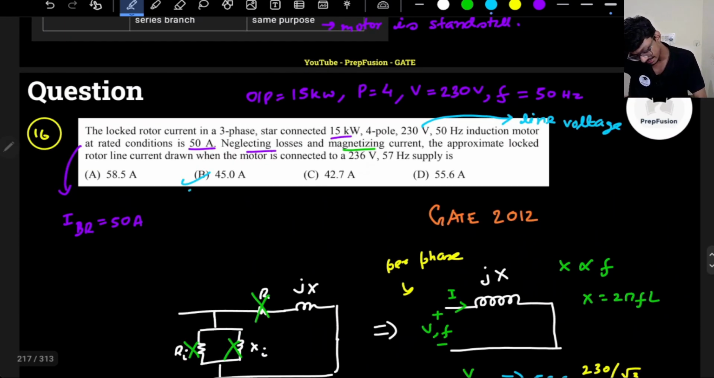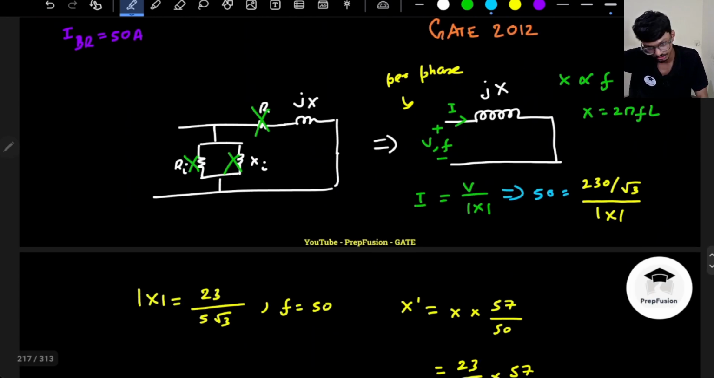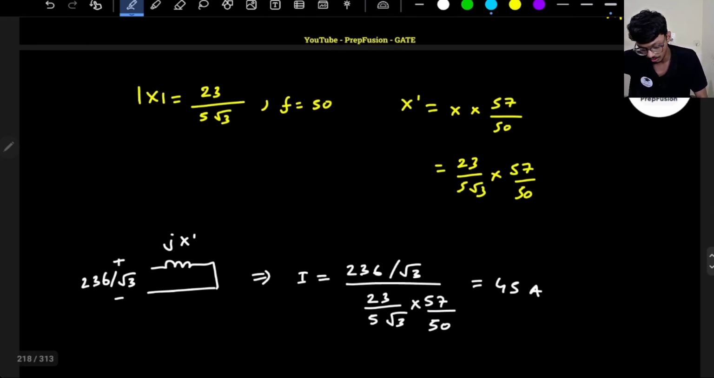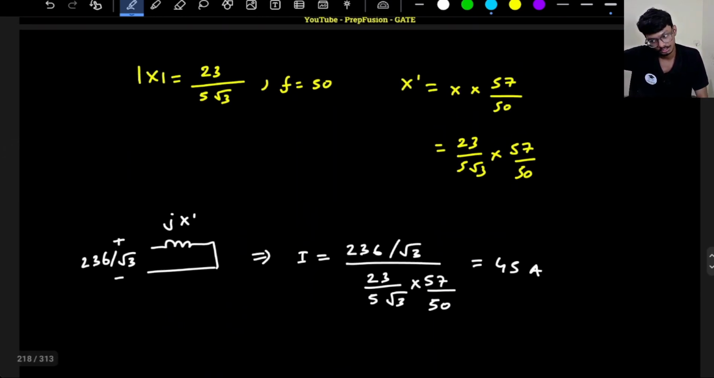These kinds of easy questions will come, mostly easy questions only, but if you don't know the exact concept, you will mess up in the examination. So just be careful regarding the concepts. So 45 amperes will be the answer for this question.